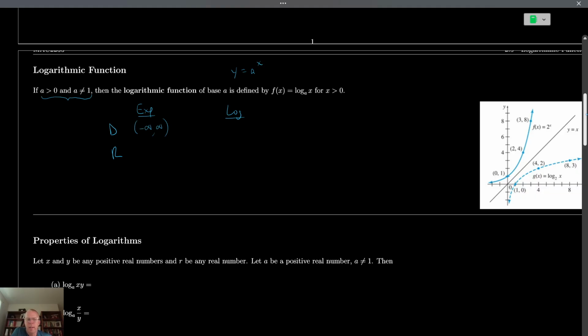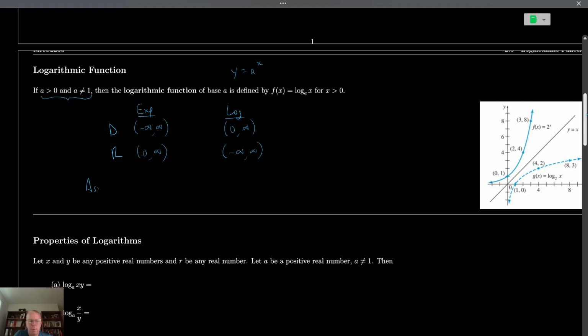And then the range of the exponential is 0 to infinity. Now, when we have inverse functions, the domain and range switch. So any two functions that are inverses, all the ordered pairs are switched. So that means that the domain and the range are switched. So the domain of a log function is 0 to infinity, and the range is negative infinity to positive infinity.